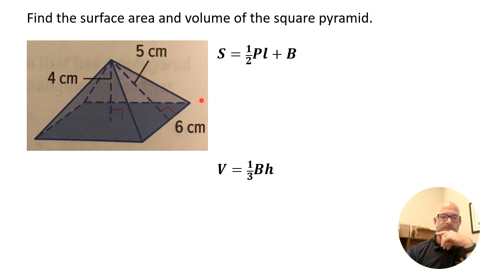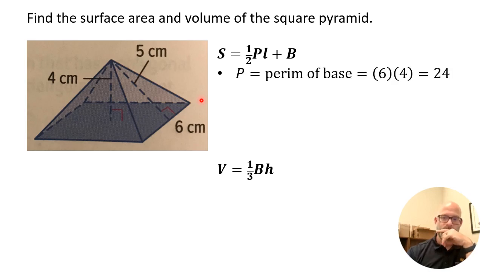So the area of the base will be 6 squared. Oh, sorry, not area of the base. I want to get the perimeter of the base. I apologize. The perimeter of the base. Okay, so it's a square, so you have 4 sixes. 6, 6, 6, 6. 4 sixes is 24. 6 times 4.